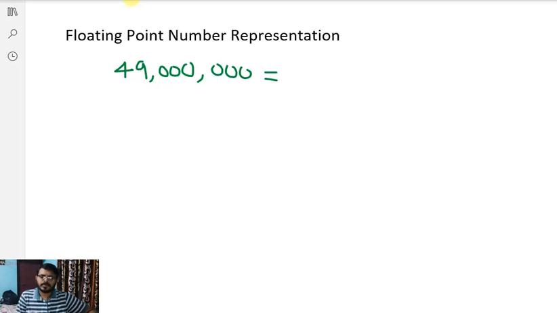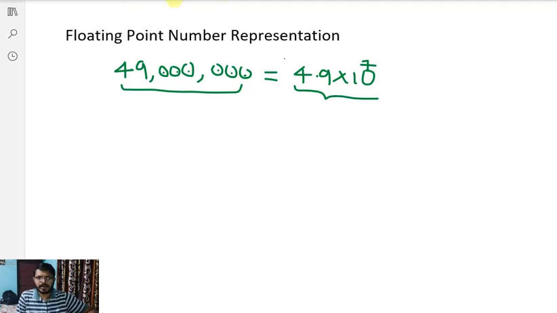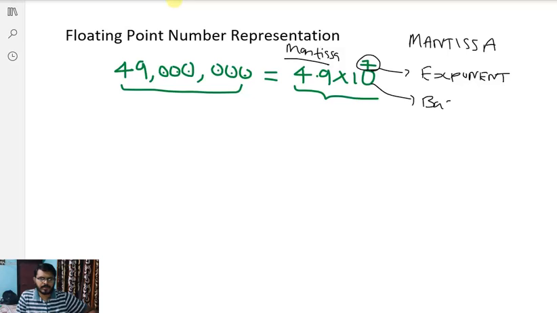Now this number can be represented as 4.9 into 10 raised to 7. Then this notation is said to be floating point notation. So conveniently, we can represent a large number in some notation. In this representation, this 4.9 is said to be the mantissa of the number, M-A-N-T-I-S-S-A, mantissa. And this 10 raised to 7, this is said to be the exponent of the number. And this 10 will be the base of the number system.